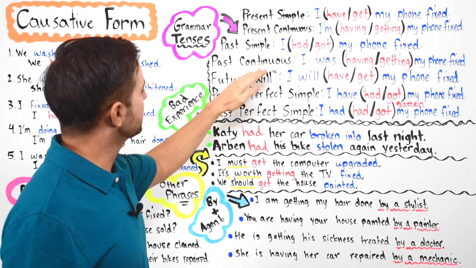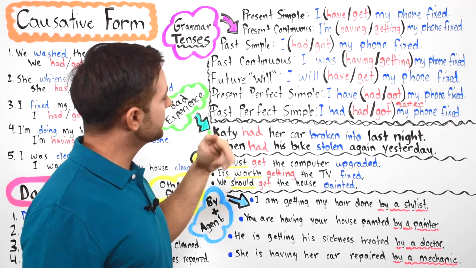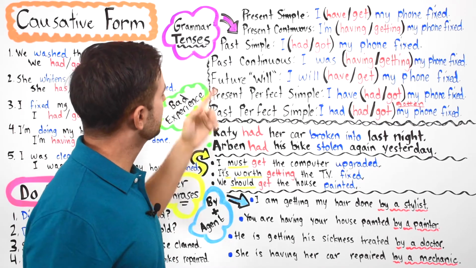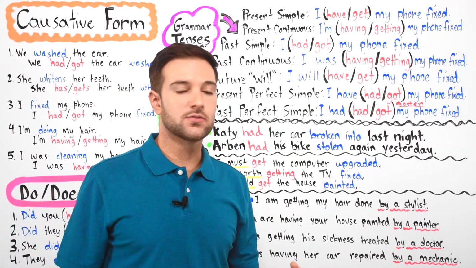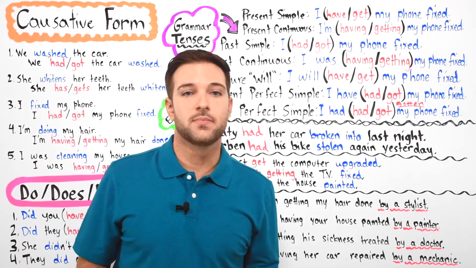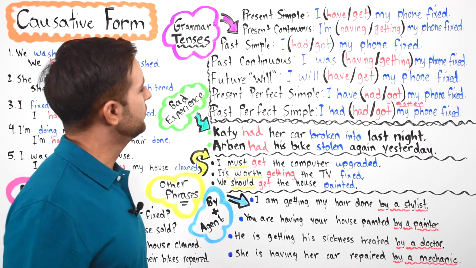And then we have the past continuous tense, meaning an action that was continuously going on but in the past. So past continuous tense: I was having my phone fixed, or I was getting my phone fixed. And the past continuous we learned in lesson 22.